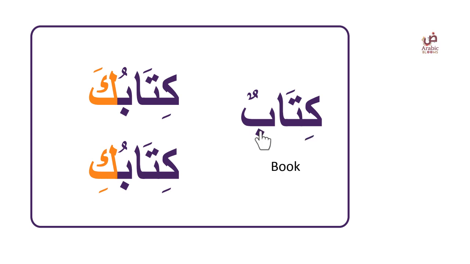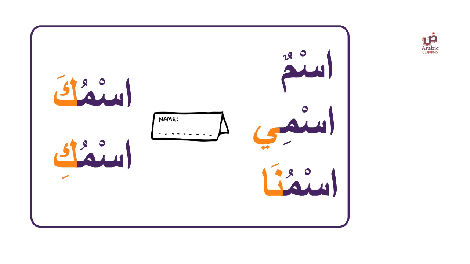Now remember, كتاب ends with تنوين. Nothing comes after تنوين. It comes at the end of the word. But when we attach this pronoun, the tanween is gone. كتابك, كتابكي. So اسم, name: my name اسمي, our name اسمنا. Then your name masculine اسمك, your name feminine اسمكي.